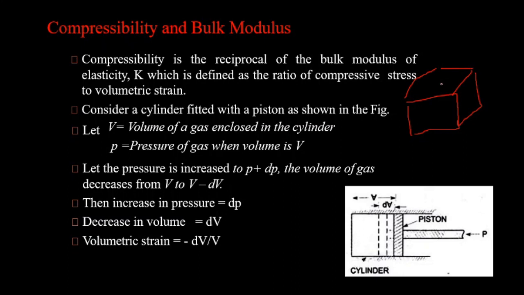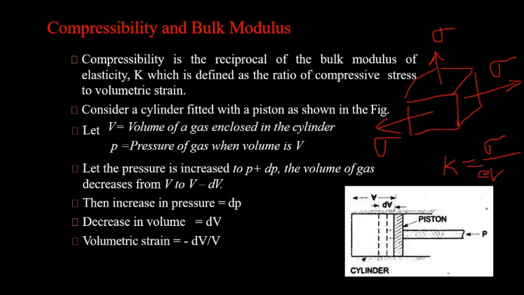When a uniform element is subjected to three mutually perpendicular stresses sigma, the ratio of this direct stress to the volumetric strain, whatever the change in its shape or volume, is called the bulk modulus, and it is defined as K. When a uniform element is subjected to equal stresses in three mutually perpendicular directions, the ratio of direct stress to the volumetric strain is called the bulk modulus.